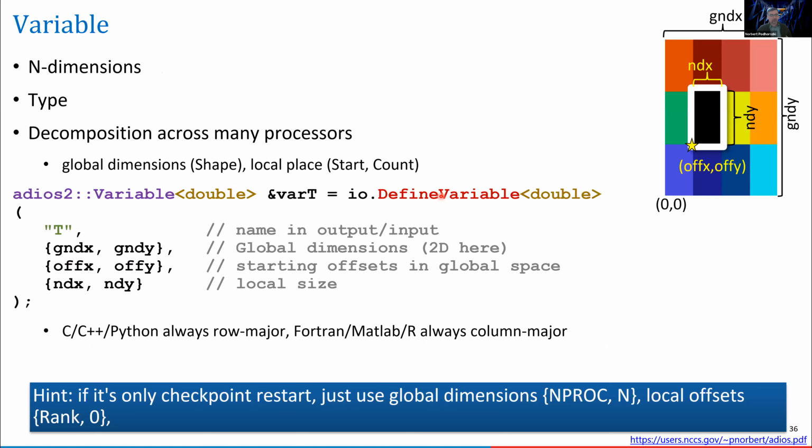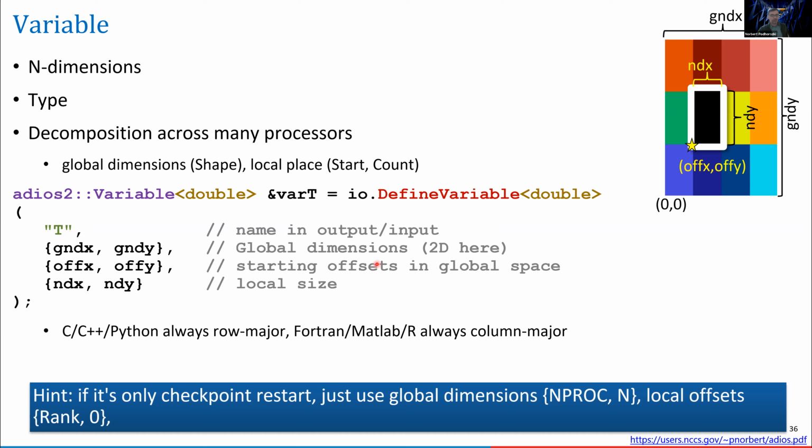And then a variable is an n-dimensional typed global array. It has a shape, which is the global dimensions in the space. You define the type, and then you define a name. This is the name, how it shows up in the output. So it's just a single character name in this case. You can add the full path with slashes. It's all logical, so you can use whatever you want for separators.